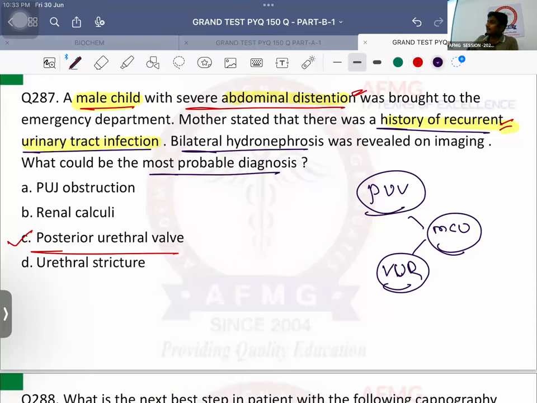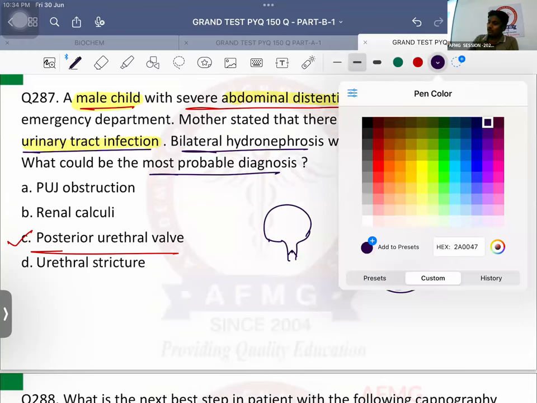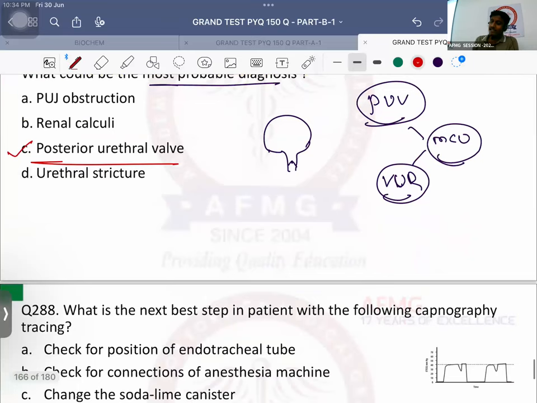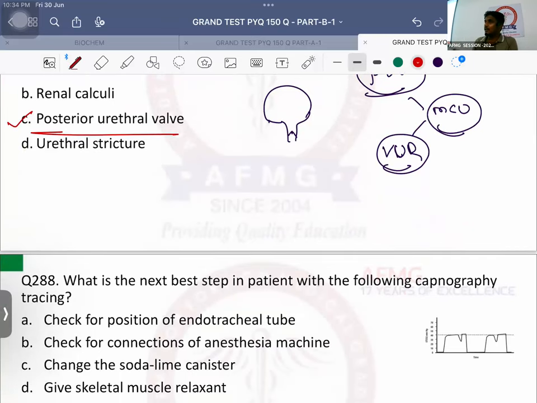When will abdominal distension occur? When there is urinary retention in the urinary bladder. Here the urine is not even reaching the bladder, so how can you say it is a case of UG obstruction? Here there is urinary retention in the bladder. Why? Because from the bladder it is not able to go ahead into the urethra, because there is a valve over here. That is the case of posterior urethral valve. No issues with this, anybody? That's important. Emergency management is insertion of a Foley's catheter, but definitive management will be transurethral resection or fulguration of the valve.